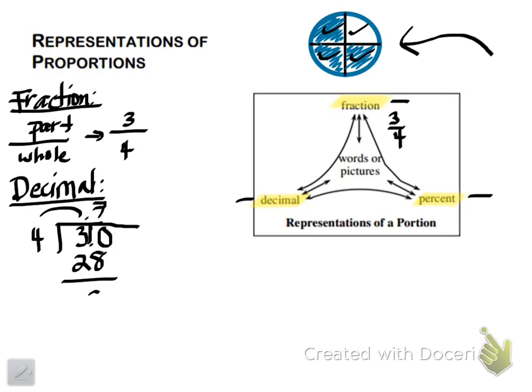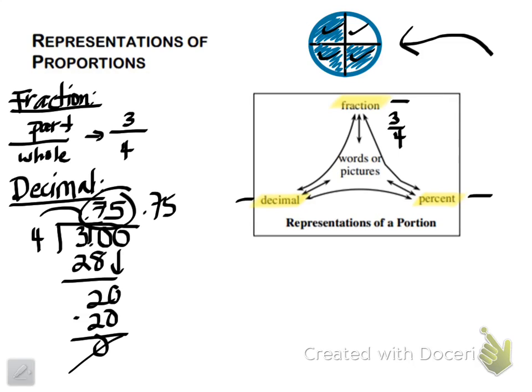We're left over with 2. We add another 0. We bring it down. 4 goes into 20. How many times? 5. 4 times 5 is 20. We minus that. We get 0 with no remainder. So now as a decimal, we have 0.75.